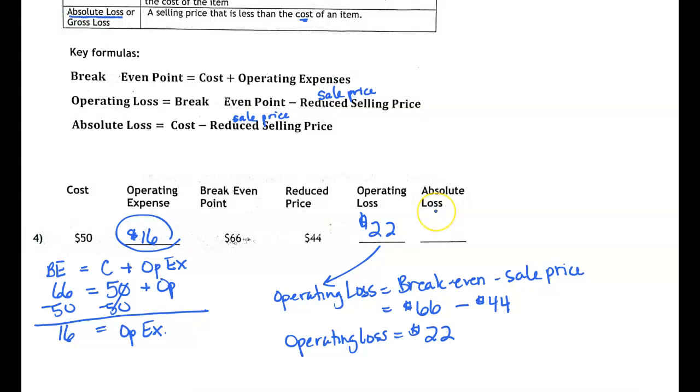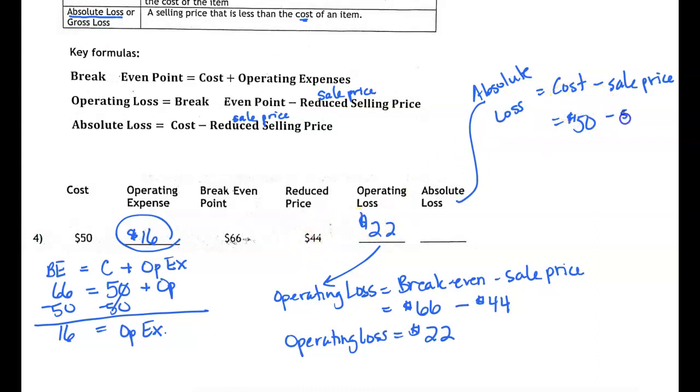An absolute loss means you're selling the item for less than the cost to the store. So an absolute loss is the cost of the item minus the sale price. In this case, the cost of the item was $50 and the sale price was $44. And that means that the item was sold for $6 less than the store owner paid for it. That's an absolute loss. So not only did they lose money on the item, but they also didn't recover any operating expenses.